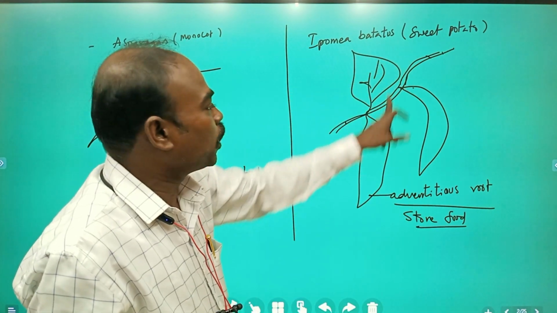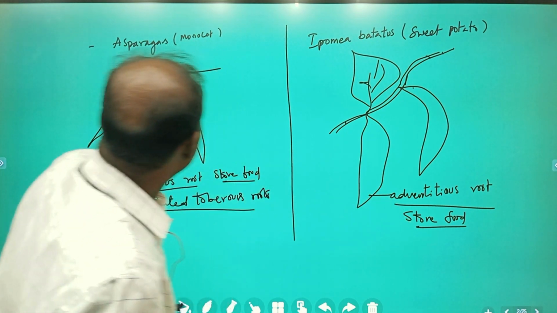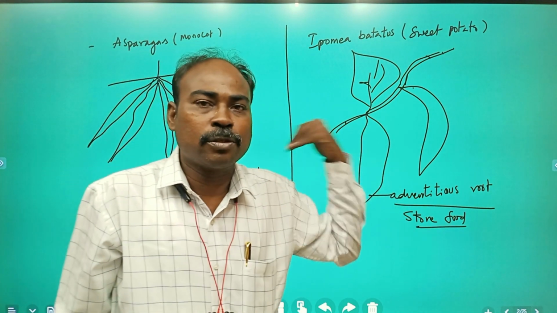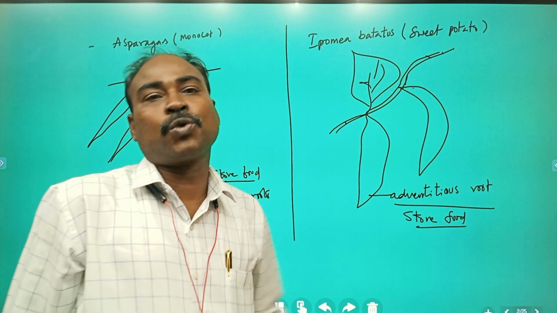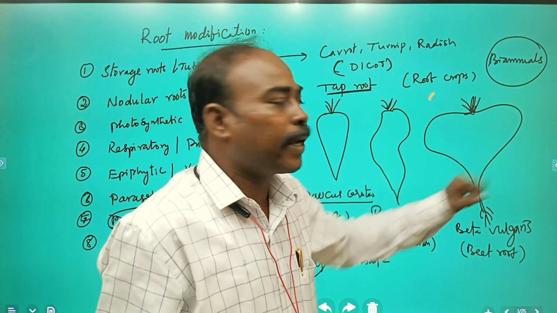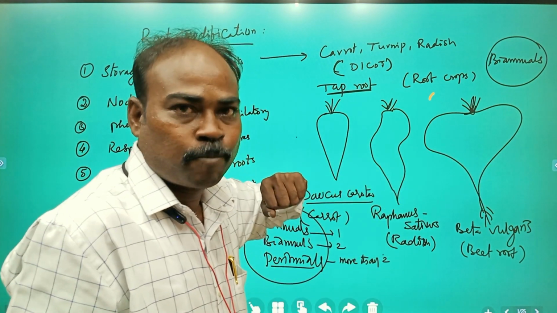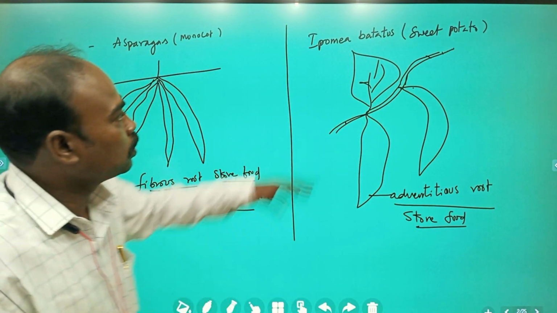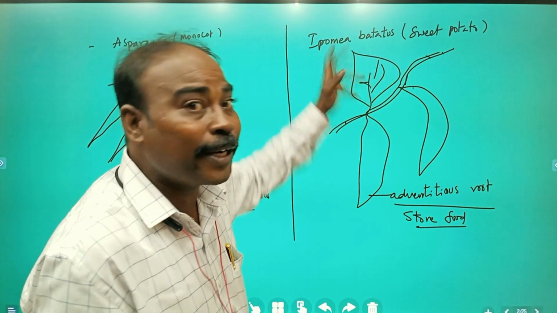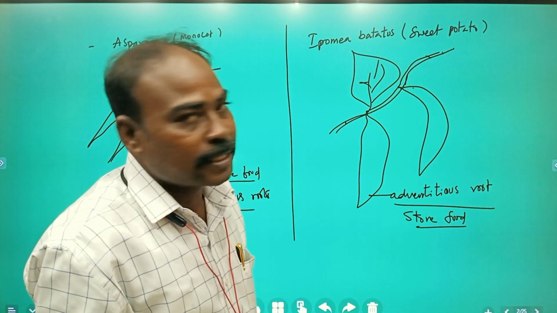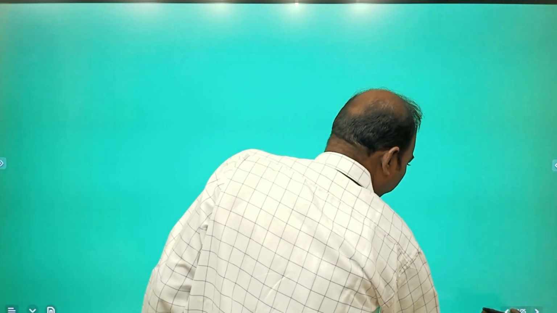So in Ipomoea batatas, sweet potato, the food is stored in adventitious roots, whereas in asparagus the food is stored in fibrous roots. But in carrot, beetroot and radish, the taproot stores the food material because those plants belong to dicots, but asparagus belongs to monocots having fibrous roots. Ipomoea batatas has adventitious roots at every node, right? These are storage roots.